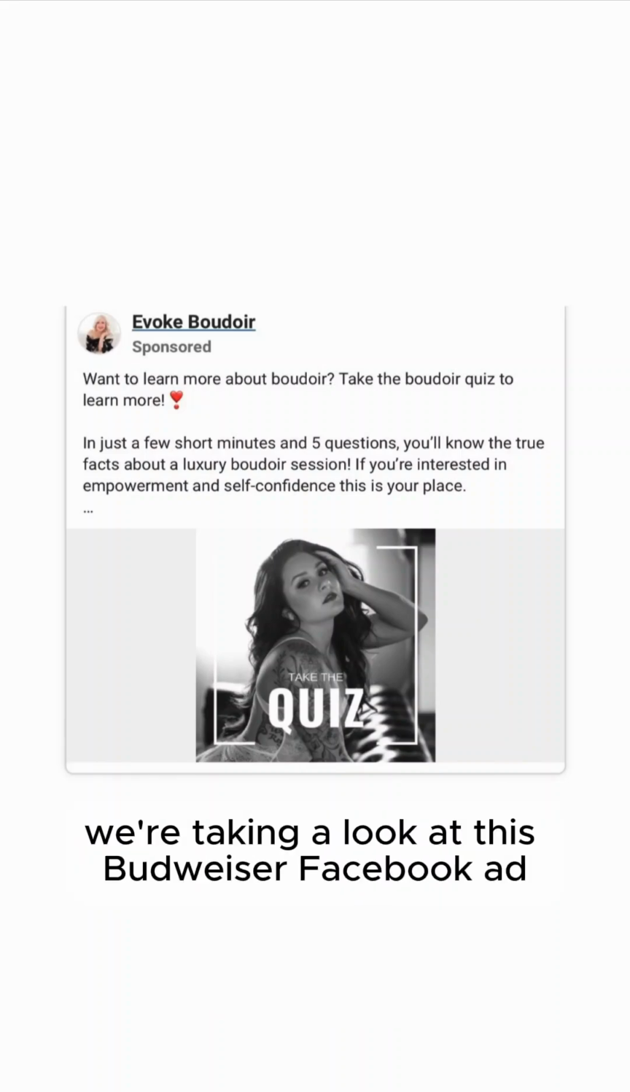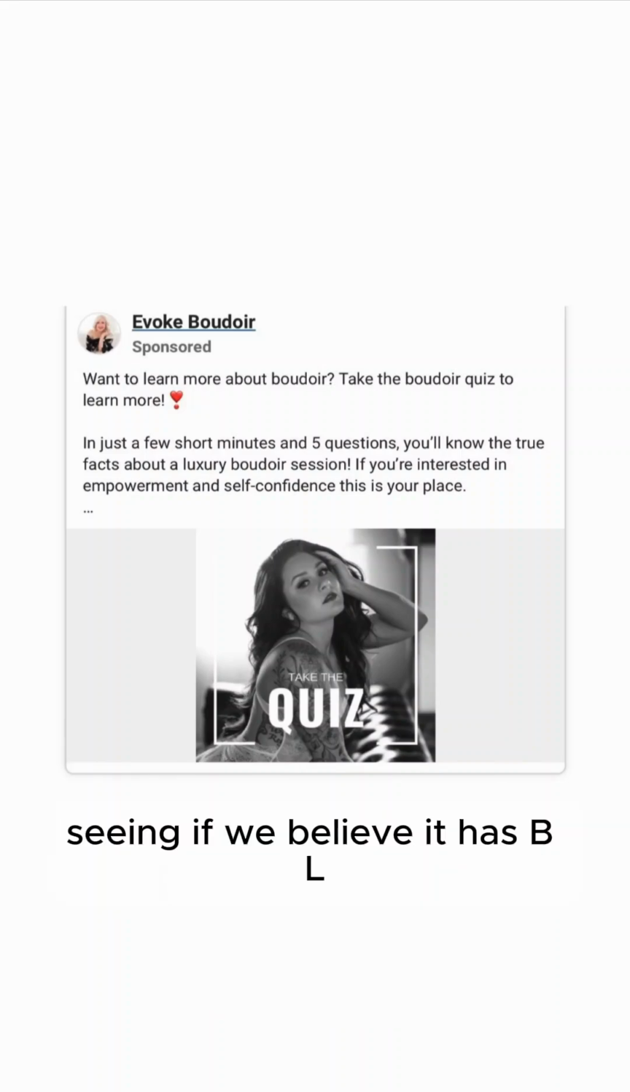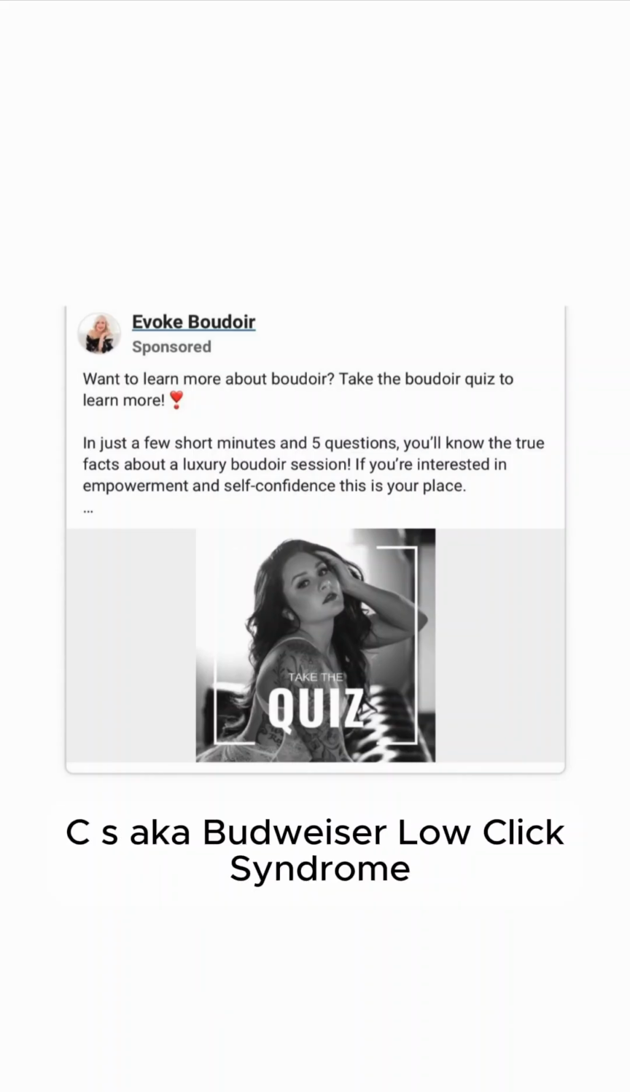All right, y'all, we're taking a look at this Boudoir Facebook ad, seeing if we believe it has BLCS, aka Boudoir low click syndrome.